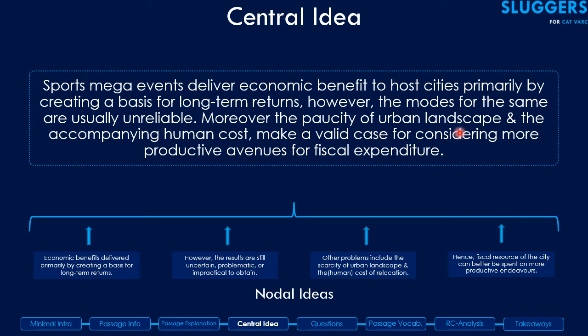Moreover, the paucity of urban landscape and the accompanying human cost. Then he comes to the last set of two problems. These were the two overarching problems, if you recall the problems that were mentioned in the bold font, right? Problem 2 and problem 3. Make a valid case for considering more productive avenues for fiscal expenditure, right? That's what he closes the paragraph with. So that's the central idea, guys. Okay. All right. So now we'll move on to questions.